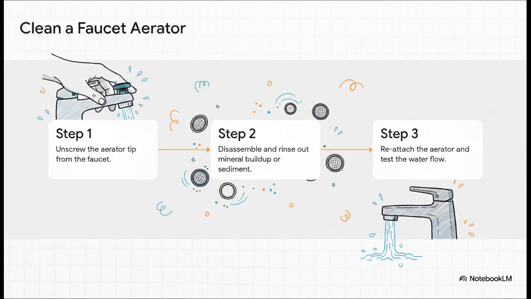The fix for this is usually so simple. You just unscrew the tip of the aerator. You can often do it just by hand. Then you take apart the little screen inside, rinse out all that gunk, put it back together, and you're done. Seriously, for a simple fixture problem, this is going to be your solution 9 times out of 10.